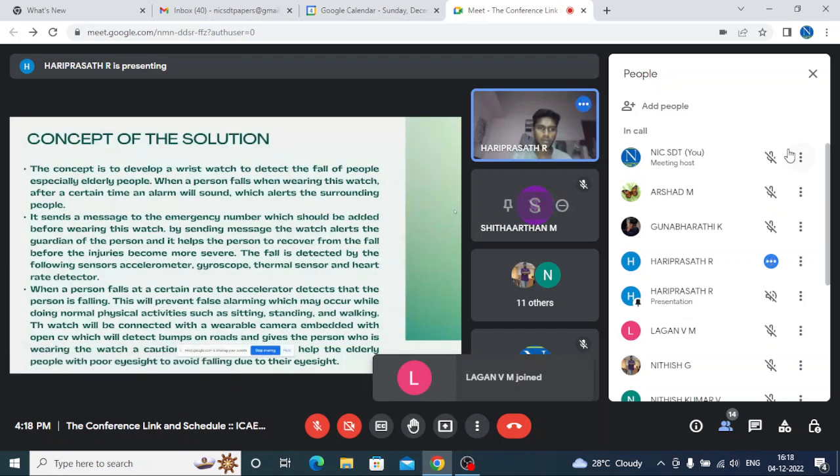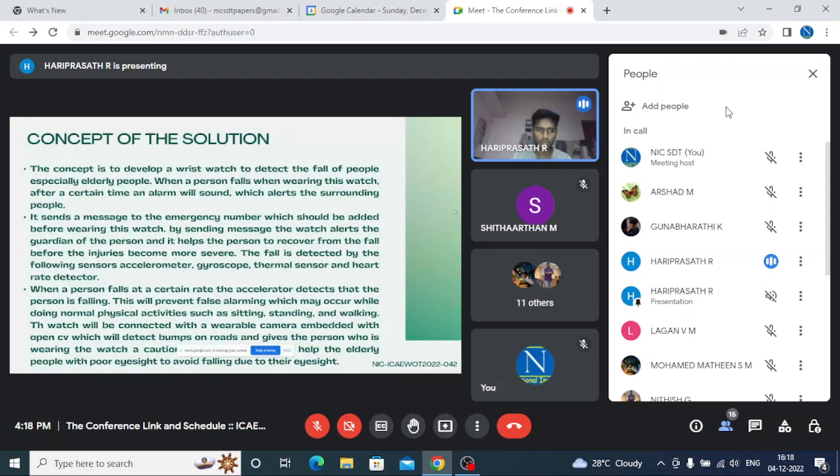The fall is detected by the following sensors: accelerometer, gyroscope, thermal sensor, and a heart rate detector. When a person falls at a certain rate, the accelerometer detects that the person is falling. This will prevent false alarms, which may occur while doing normal physical activities such as sitting, standing, and walking. The watch will be connected with a wearable camera embedded with OpenCV, which will detect bumps on roads and give the person wearing the watch a caution message to help elderly people with poor eyesight avoid falling.